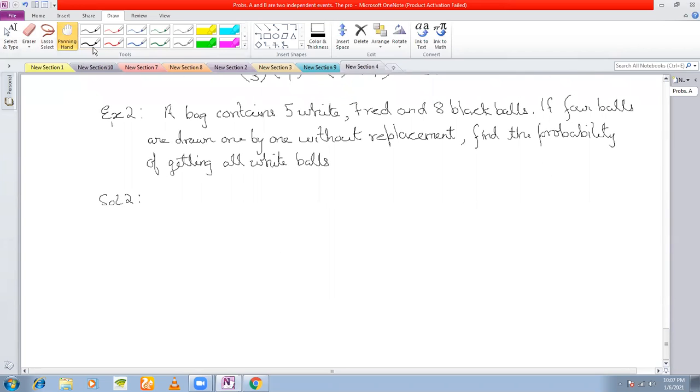So the question here is, this is your bag. It contains 5 white balls, 7 red balls, and 8 black balls. 4 balls are drawn one by one without replacement. Find the probability of getting all white balls.